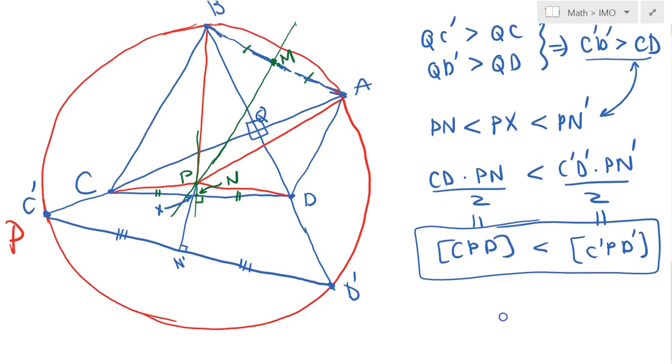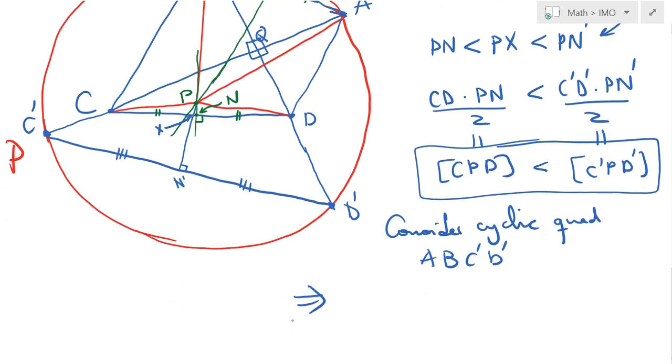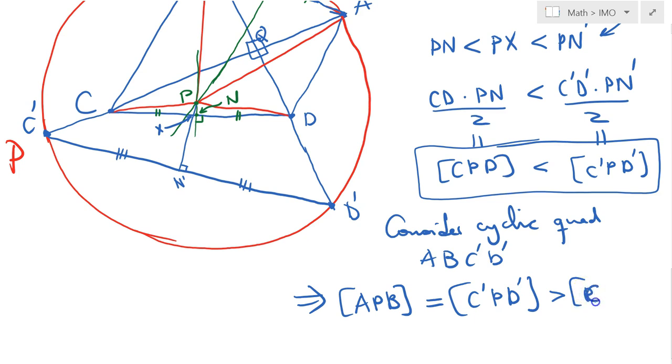But now go back to the first part of our proof. We have considered cyclic quadrilateral A, B, C prime, D prime. Now, because it's a cyclic quadrilateral, and because the diagonals AC prime and BD prime are at 90 degrees, it must be the case that, by the first part, area APB is equal to area C prime PD prime. But recall that C prime PD prime has greater area than CPD. But then that's the desired result, right?